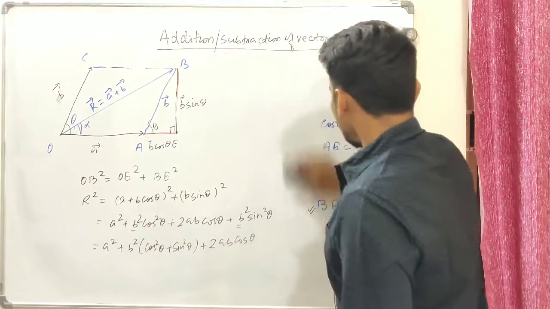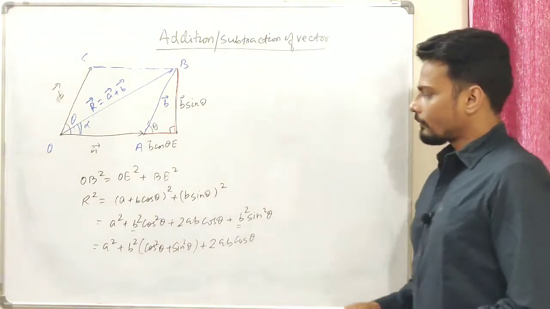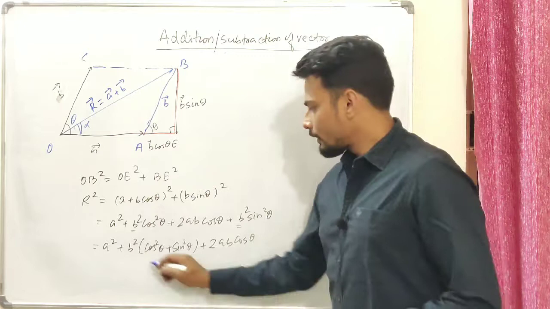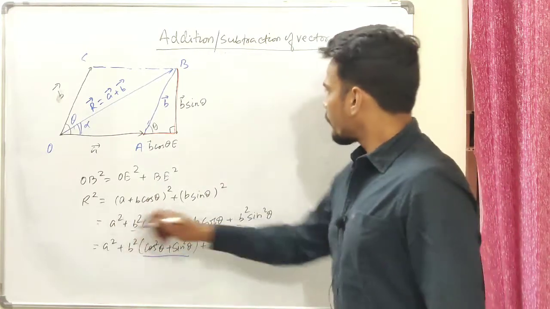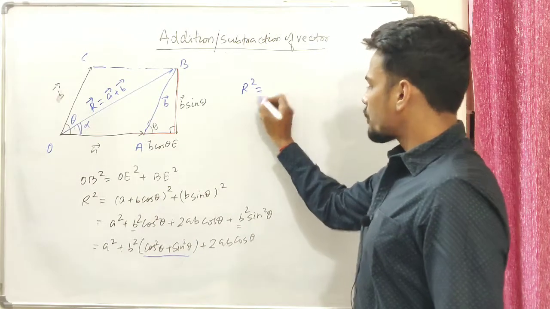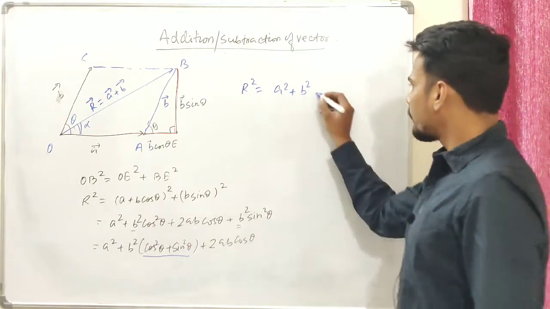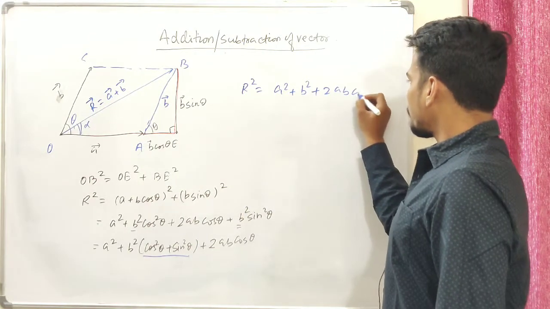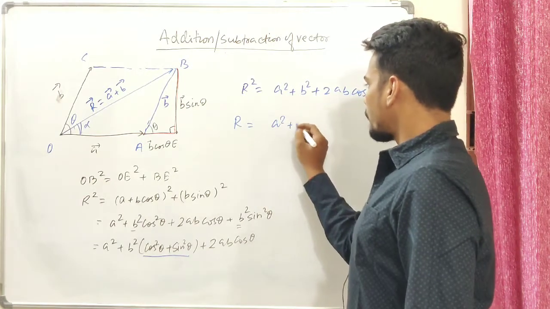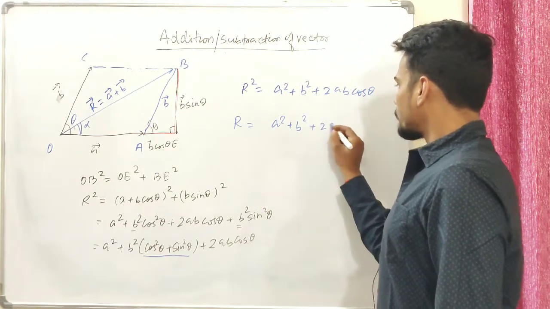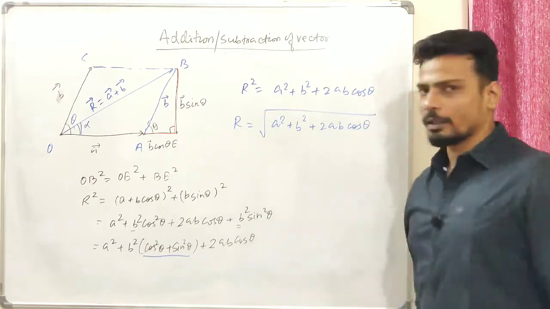I'm sure you guys have noted it down. I'm gonna make slight space over here. Okay, I'm sure you guys know that cos square theta plus sin square theta is how much? 1, right? So now what I'm gonna have is R square should be A square plus B square times 1, plus 2AB cos theta. This is gonna give me the resultant as A square plus B square plus 2AB cos theta, and that's what we're looking for, isn't it? Okay?